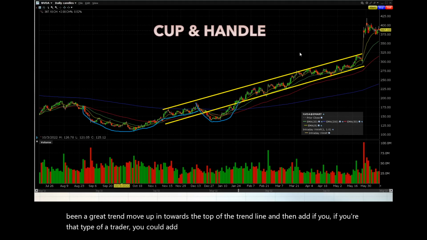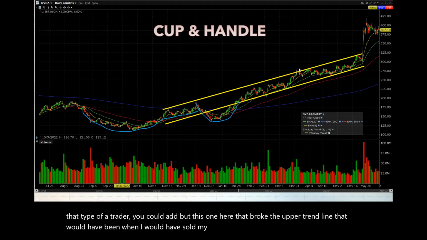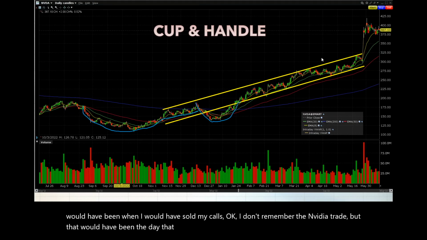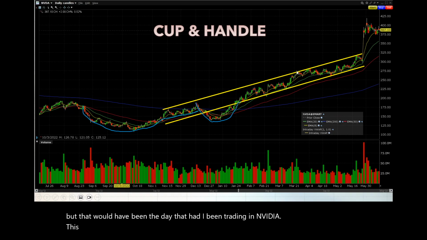But this one here that broke the upper trend line, that would have been when I would have sold my calls. Okay, I don't remember the Nvidia trade, but that would have been the day that, had I been trading Nvidia, this break above would have been where I sold. And if you notice, it broke above and then it fell back down below.